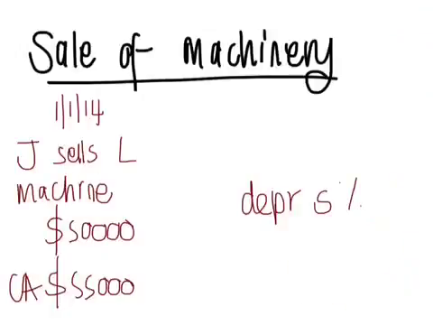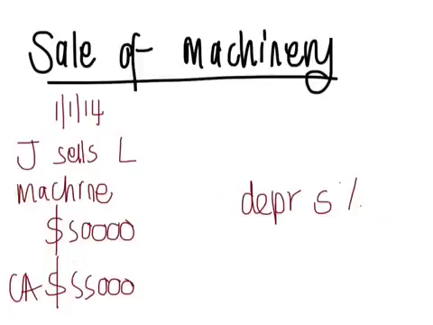In this video clip, I'm going to look at the sale of a machinery in the current year between two companies within the same group. And I hope by the end of this you'll understand what is the nature of the consolidation adjustments required for a transaction of this nature.